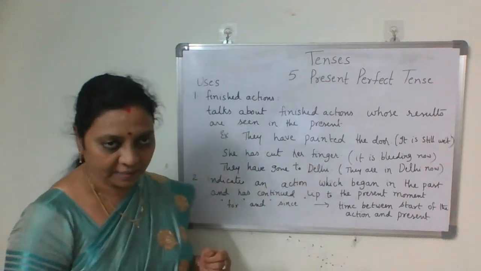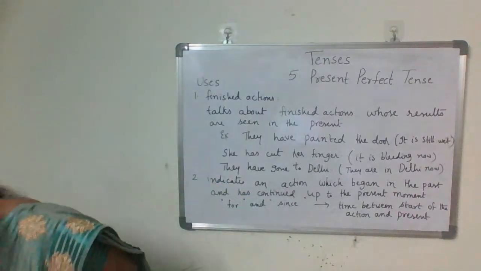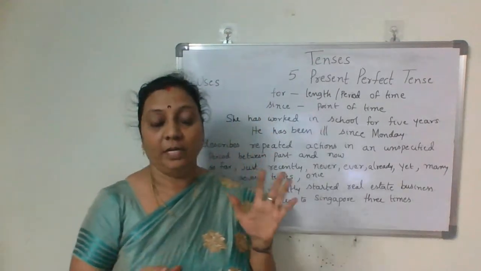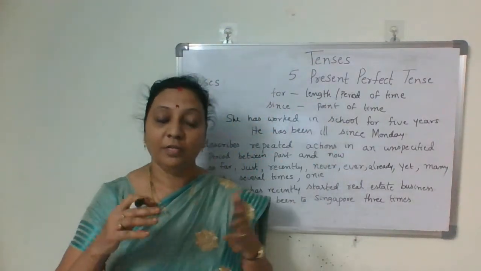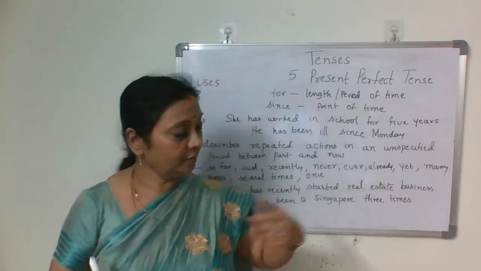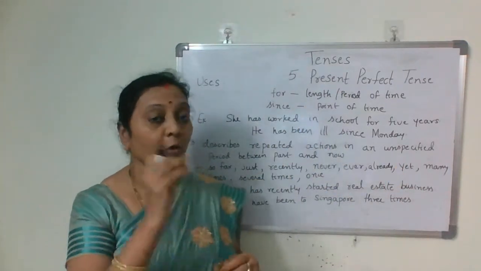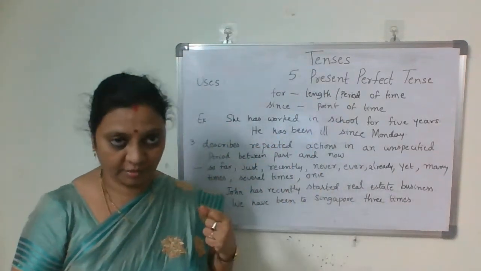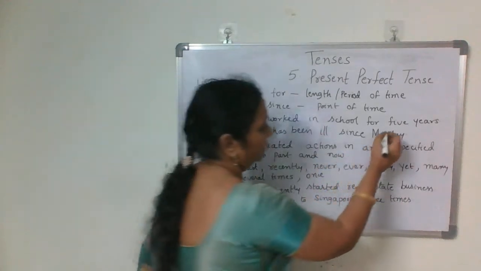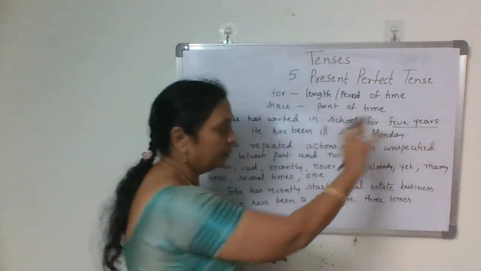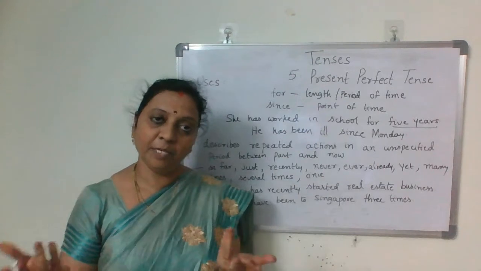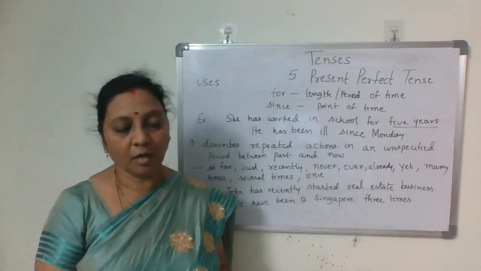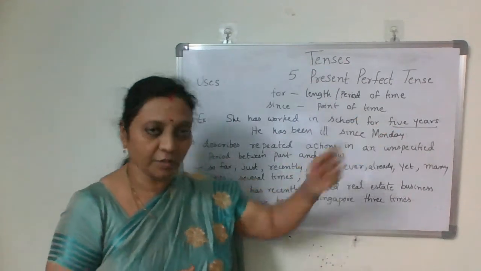Let us look at the examples next. So for and since. For we use for the length or period of time, and since for a particular point of time. She has worked in school for 5 years. For 5 years, that is actually the period of time. Maybe between 2015 and up to now, or else 2016 up to now, like 5 years.